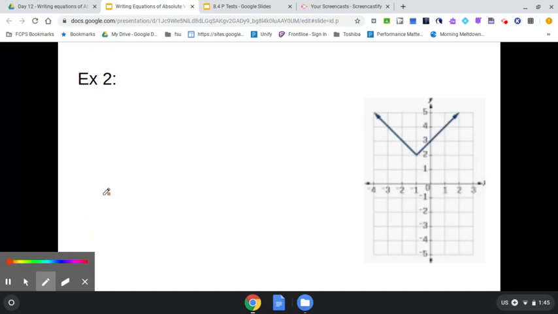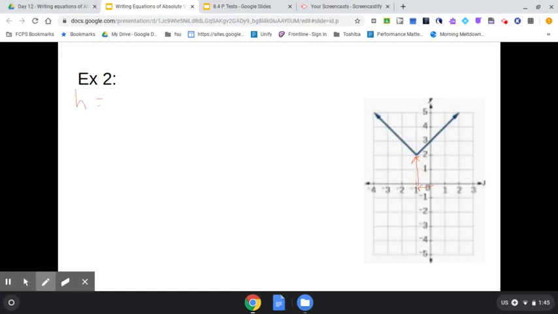Okay, example 2, we're going to follow the same process that we just did a second ago. So we're going to locate the vertex. The vertex on this graph is located here. So if I move left 1 unit and up 2 units, I get to that new vertex location.